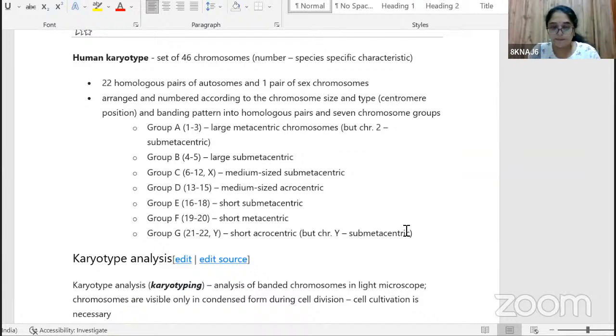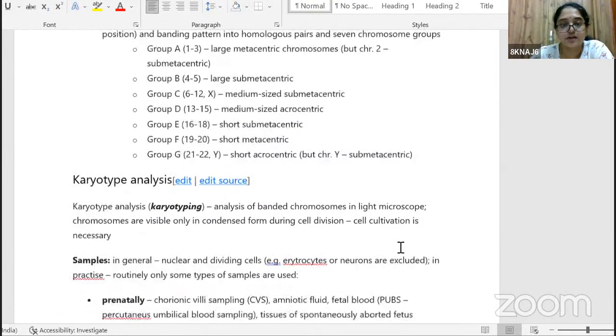Right. So when you see here groups, as I mentioned, groups 1 to 3 are large metacentric chromosomes, groups 4 to 5 are large submetacentric, group C is the medium-sized submetacentric, medium-sized acrocentric, group D is chromosome numbers 13 to 15, group E is short submetacentric, and group F is short metacentric. Group G has 21, 22 and Y, and is short acrocentric, but chromosome Y is again submetacentric in nature.